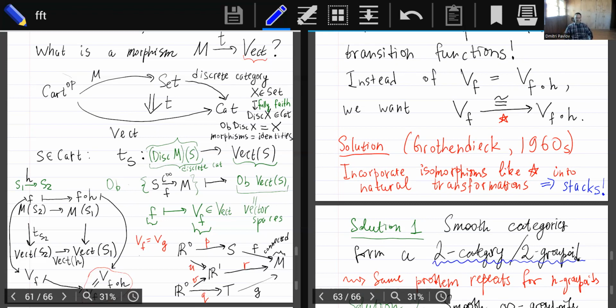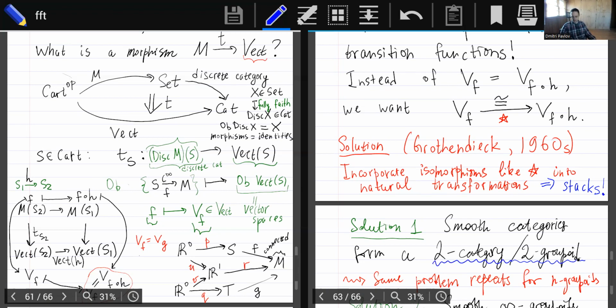And of course, the obvious problem with this approach is that when you study higher gauge fields, like the B field or the C field in supergravity, you will see not just groupoids, but higher groupoids. Instead of groupoids, you may see two-groupoids or three-groupoids. And then if you have chosen the solution with two-categories, all of a sudden you now have exactly the same problem as before, repeated on a higher level.